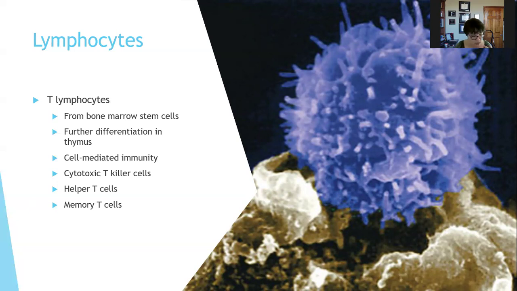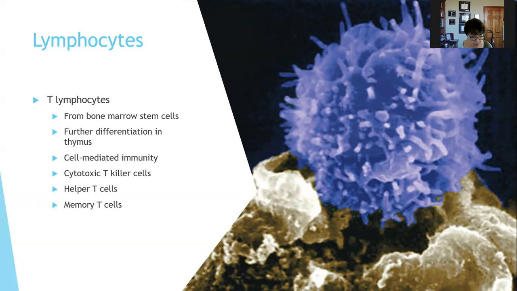There are cytotoxic killer T cells, and those are pretty handy ones to have around. They actively destroy antigens. They actively destroy cancer cells and virus-infected cells. So they're going out there. One of the reasons why people are more prone to developing cancers when they're older is they don't have as many cytotoxic T killer cells.